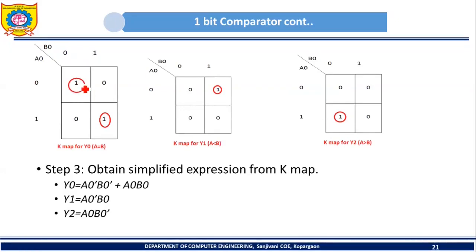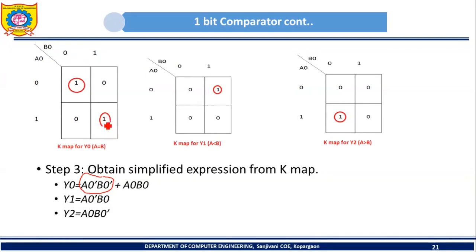Consider this group. Which will be the product term? How do we write that product term? We have already seen what we have to do: check which variables are constant and which variables are changing for this particular group. For this group, A0 and B0 both are constant, and the value of A0 and B0 is 0 0. So the term that corresponds to this group will be A0 prime dot B0 prime. The same term is written here.